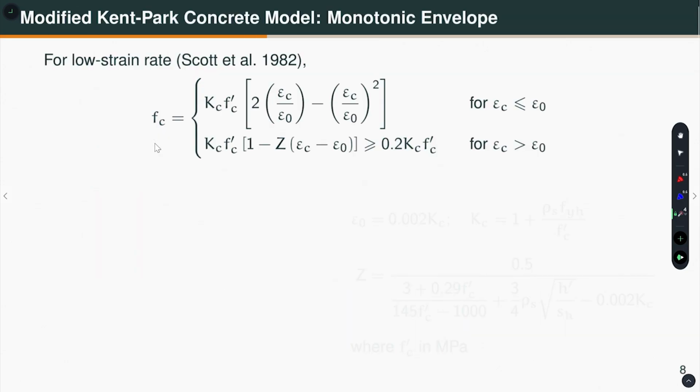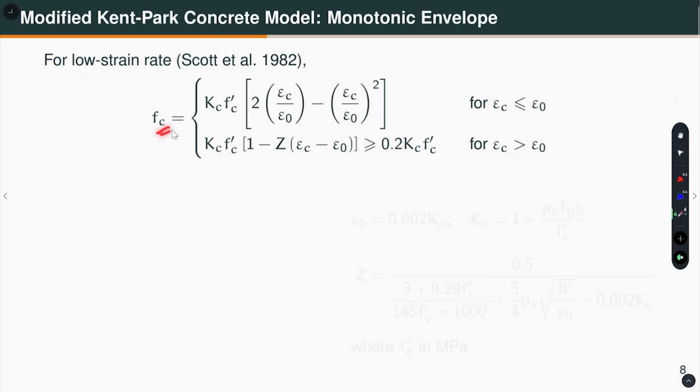introduction, let us now look into the model that was originally proposed by Kent and Park and was modified by Scott et al. in 1982. So, this model is often called the Kent-Scott-Park model or modified Kent-Park model. What is the equation? Well, the equation is very similar to what we have seen in our IS 456.